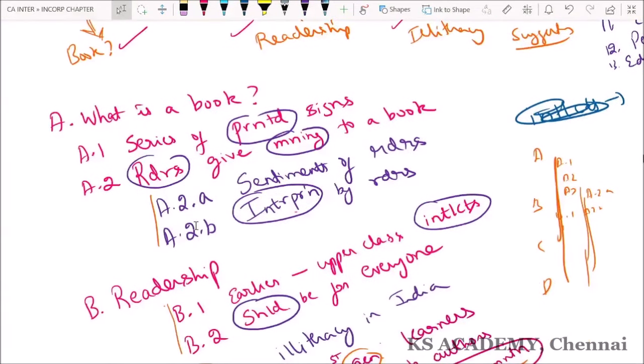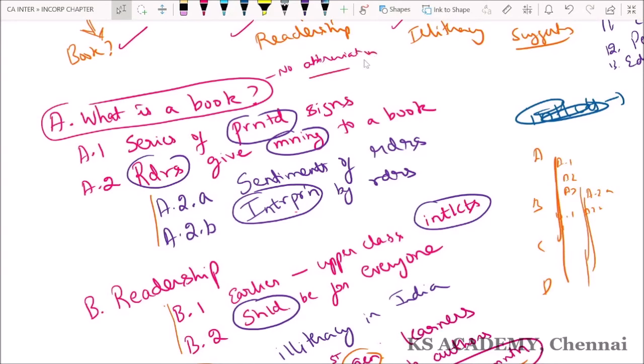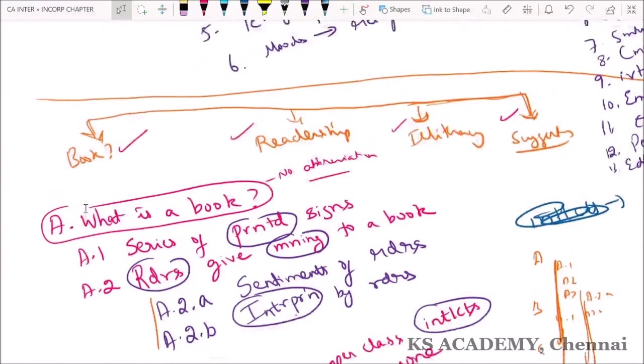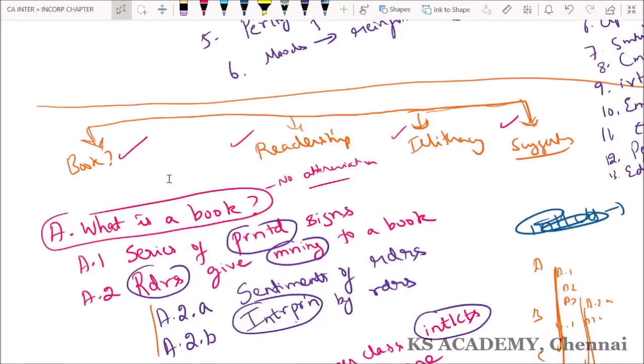And in a heading, generally do not use any abbreviations. Try to avoid all abbreviations in the heading. Generally, it should not be there. So what is the heading title? It can be simply book, or reading a book, whatever, that's fine.